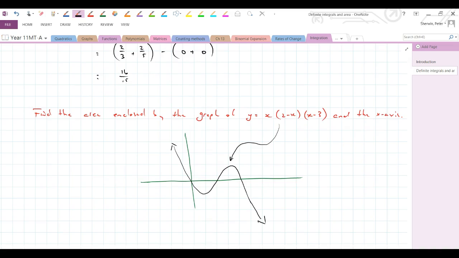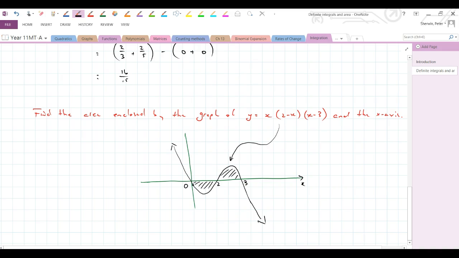Okay, so the final example here is to find the area enclosed by the graph of y equals, and it's in factored form, which makes it easy for us. So it's a cubic, and I've drawn it there, and it's in factored form, so I can see the x-intercepts are 0, 2, and 3. That's nice and easy. So enclosed by the graph and the x-axis. This is the x-axis here. So enclosed by the graph and the x-axis are these zones here. So what is the combined area of those two?